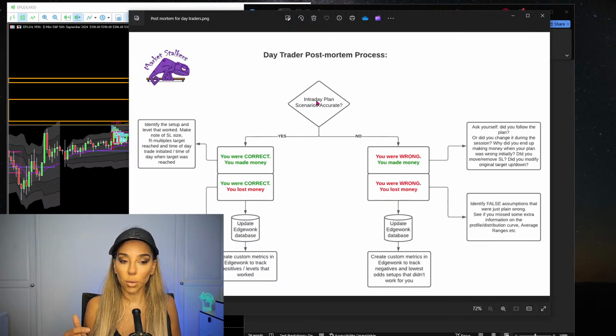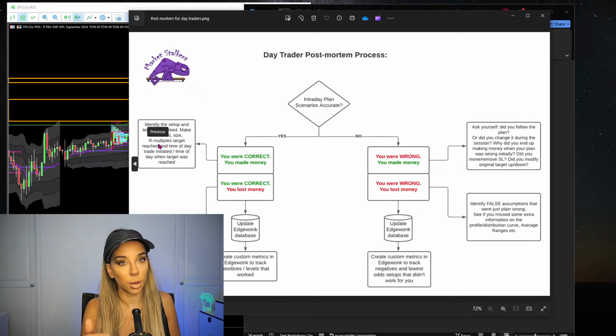You can start with whether your intraday plan scenarios were actually accurate. Were you right on the day? Yes, you were right, you made money. That's great, but you still need to go a little bit more granular. Why did it work? What was the setup? What was the level? What was the stop loss that you used? What was the number of ticks that you took out of that trade? Was it a positive R multiple? Was it a negative R multiple? What time of the day did you trade?